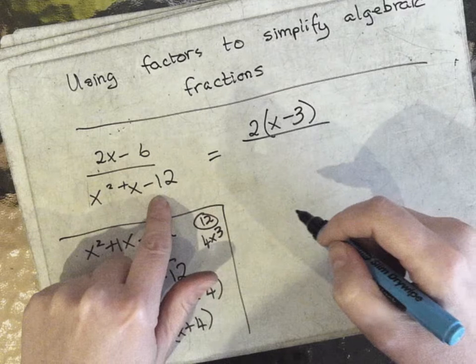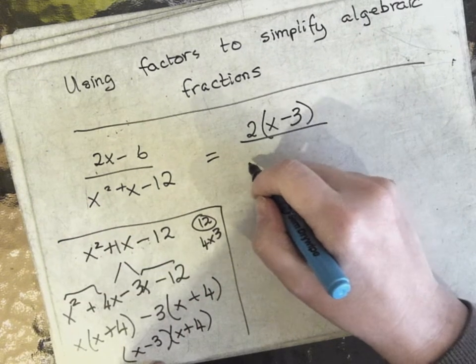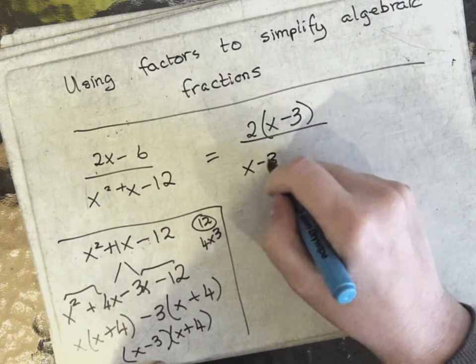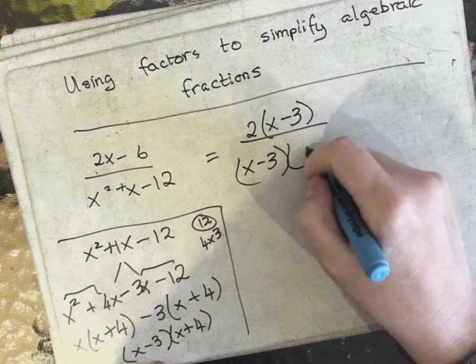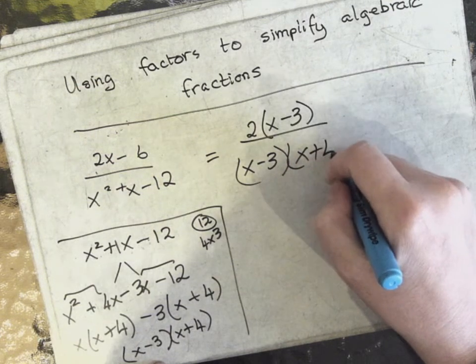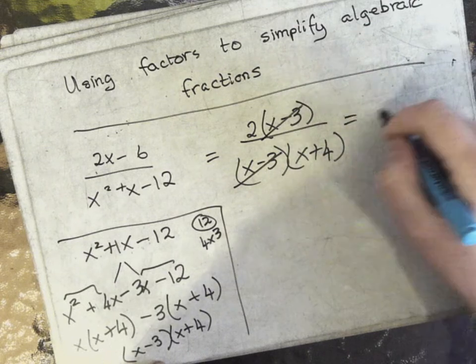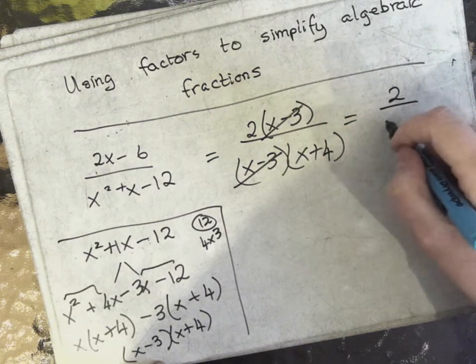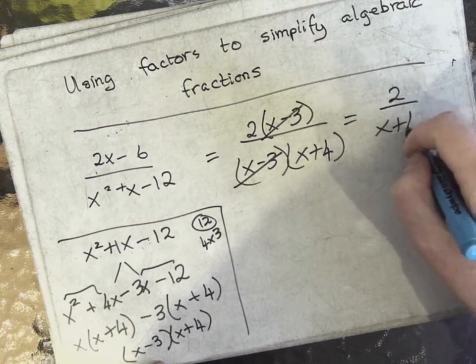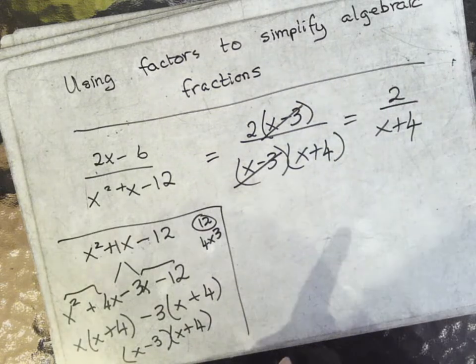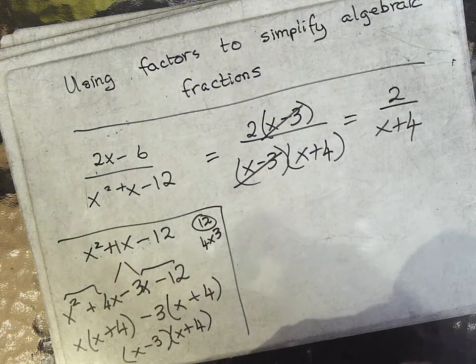So when I factorised below the line, I ended up with x minus 3 multiplied by x plus 4. So x minus 3 and x minus 3 cancel, and on top I'm left with a 2 and below I'm left with an x plus 4, and that's my answer. Okay, so that's chapter 2 revised.